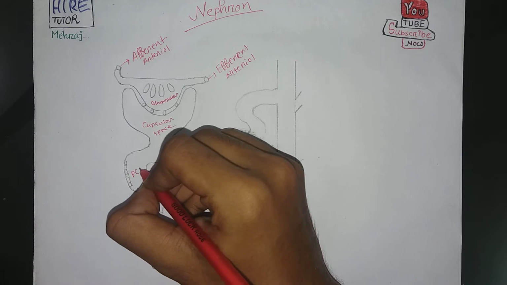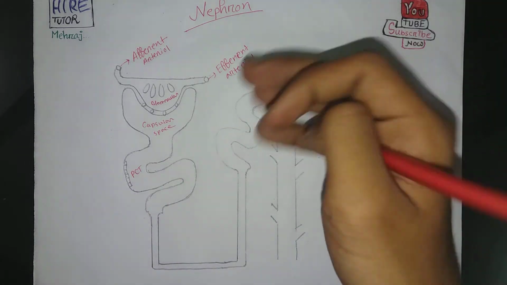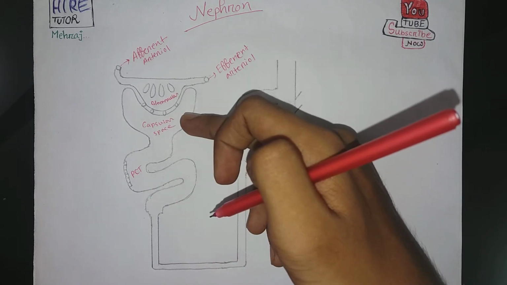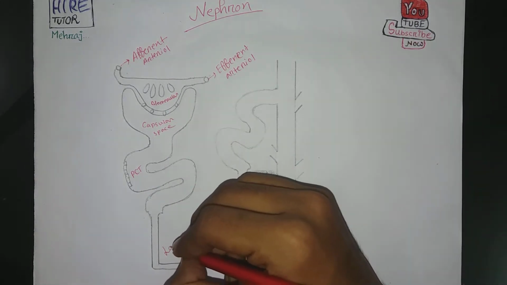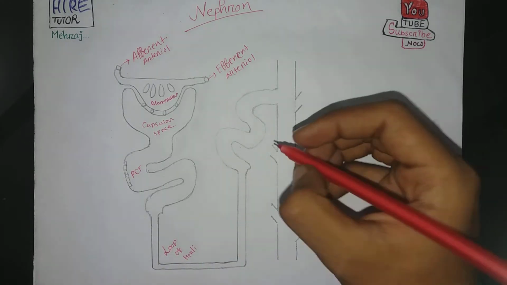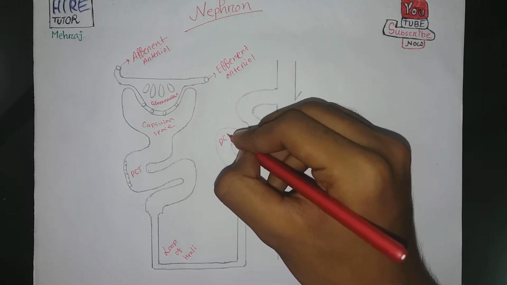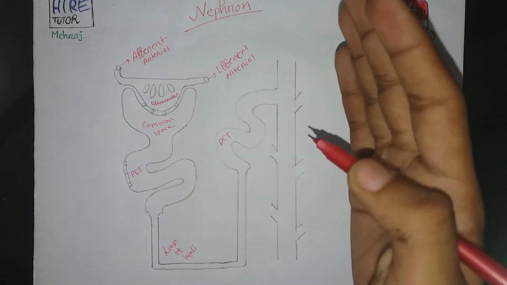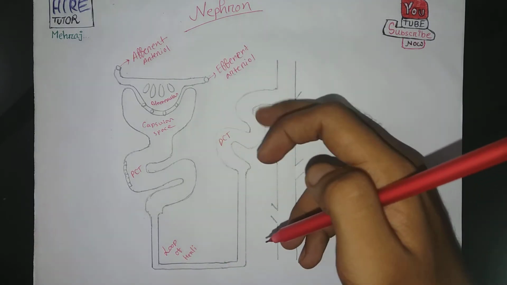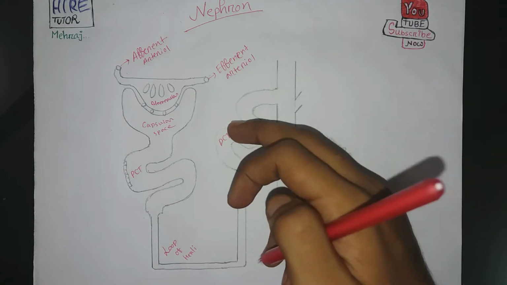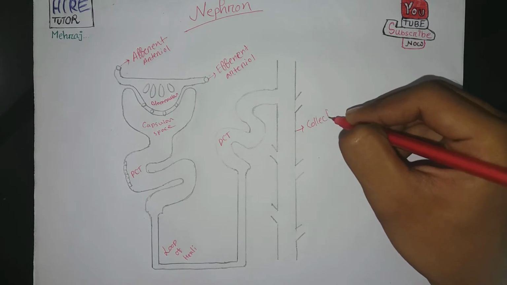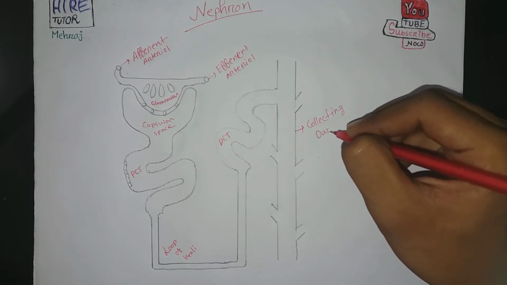This is called the PCT, or the proximal convoluted tubule, as it is a tubule and it is convoluted and it is proximate to this, so it's the proximal convoluted tubule. And this is the loop of Henle, Henle being a scientist. This is the DCT, as it is far from the capsular space, so it is called distal. And as it is convoluted, and T for tubule, as it is a tubule. And here it is the collecting duct.